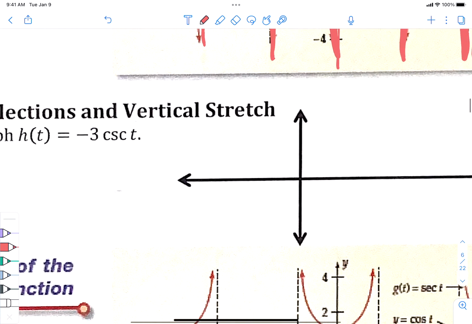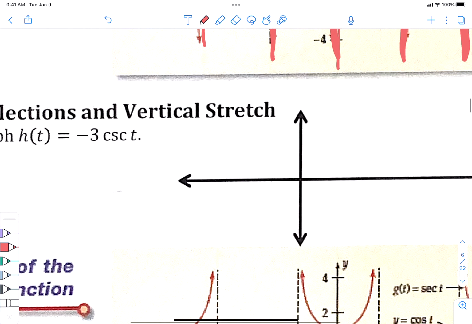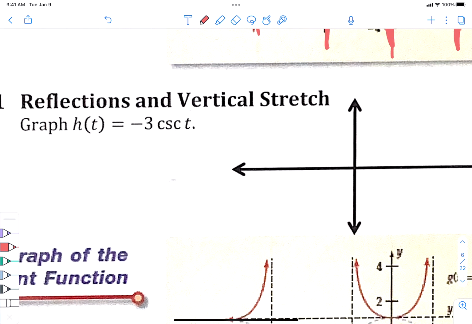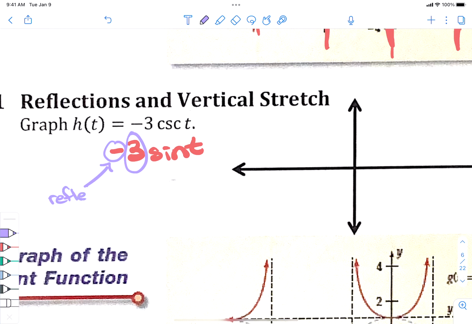So let's go down and let's graph -3 cosecant of t, okay? Which one goes with cosecant? Sine. So we're going to first graph -3 sine of t. We practiced doing these yesterday, but let's talk through it and say, what does the negative do and what does the 3 do? The negative flips it, so I'm going to say reflect. And the 3 changes the amplitude, which is a vertical stretch. It's going to stretch it out, make it taller, right?